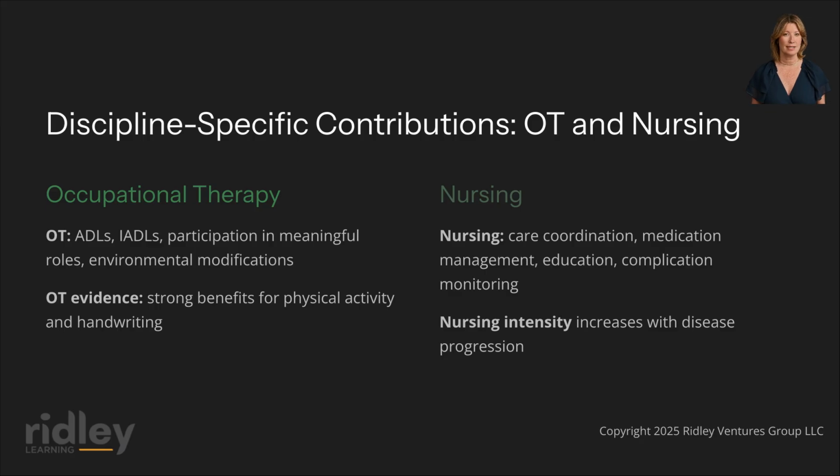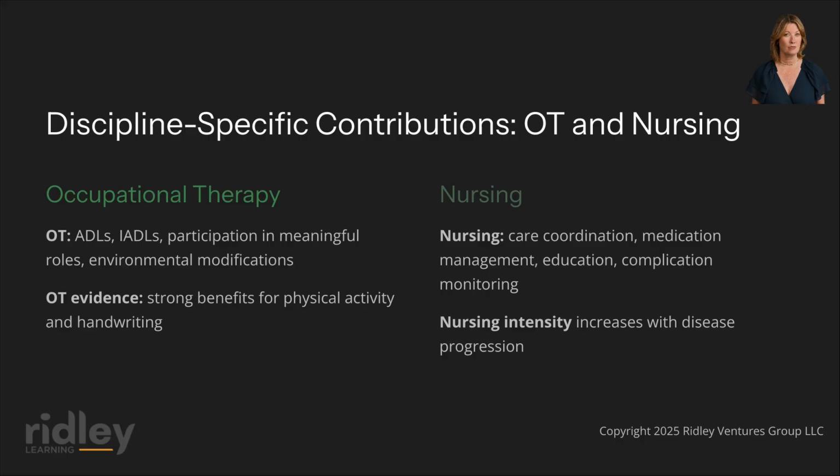Occupational therapy contributes uniquely to Parkinson's disease management by addressing activities of daily living, instrumental activities of daily living, and participation in meaningful life roles. While physical therapy focuses primarily on motor capacity and mobility, occupational therapy addresses the application of motor abilities to functional tasks within the patient's environmental and social context. Occupational therapists provide interventions targeting energy conservation, compensatory strategies for task performance, environmental modifications, adaptive equipment prescription, and cognitive behavioral approaches for non-motor symptoms including anxiety and fatigue. Evidence supports strong benefits for physical activity participation and handwriting, with moderate benefits for instrumental activities of daily living participation and medication adherence.